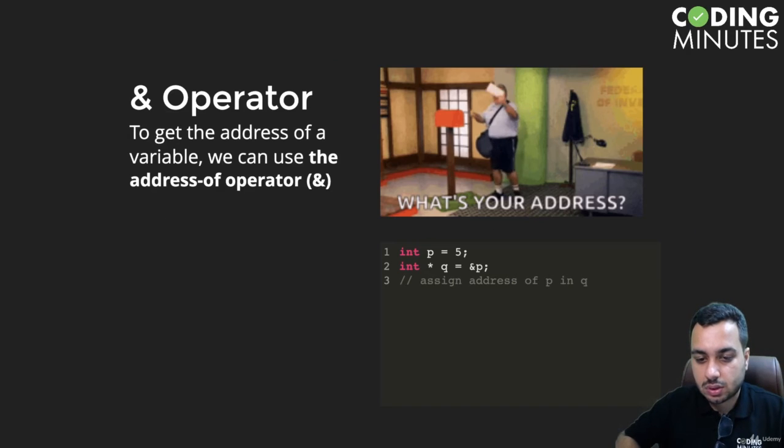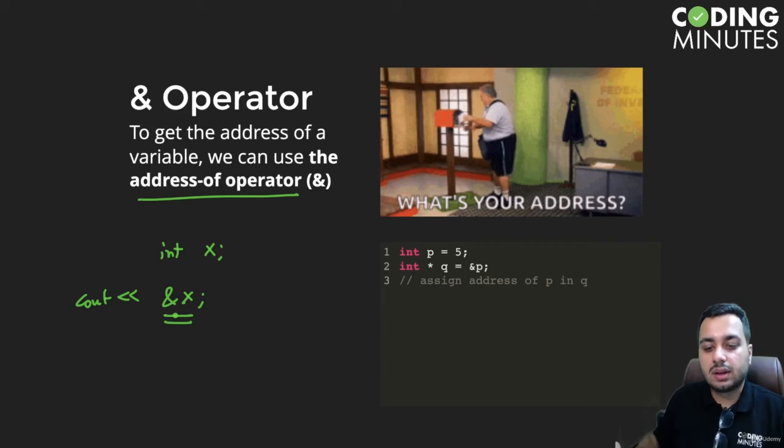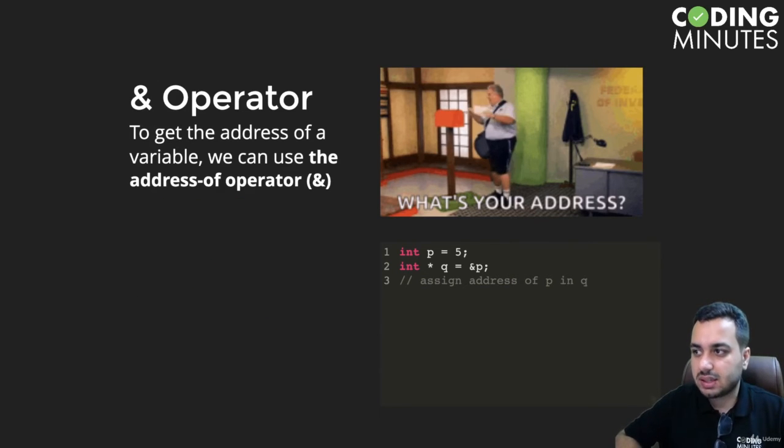As I said, to get the address of a variable, we can use the address of operator. For example, int x, then if you do &x, this will give you the address. This address is not stored right now. Later on we can store this address in a special kind of variable that is known as a pointer variable. I will show it to you with the help of one example. What's your address? You can ask any variable by using &. So let's see one demo.